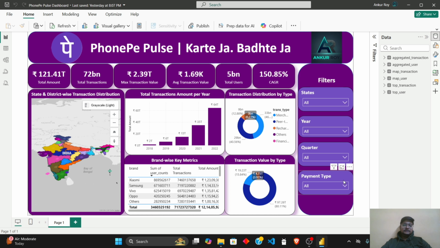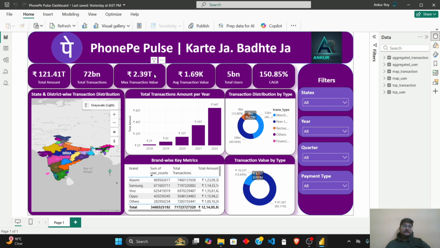Now let me walk you through each component of this dashboard, starting with the KPIs at the top, which I have created using DAX formulas. First we have the total amount, which is around 121.41 trillion. This represents the cumulative value of all PhonePe transactions across India over the years. Next we have the total transactions, which is around 72 billion. This represents the total number of digital payment interactions captured in the dataset.